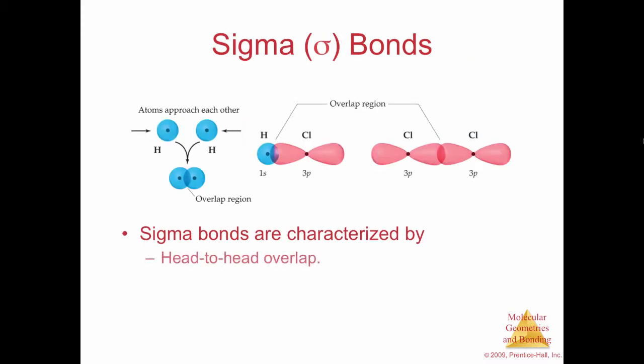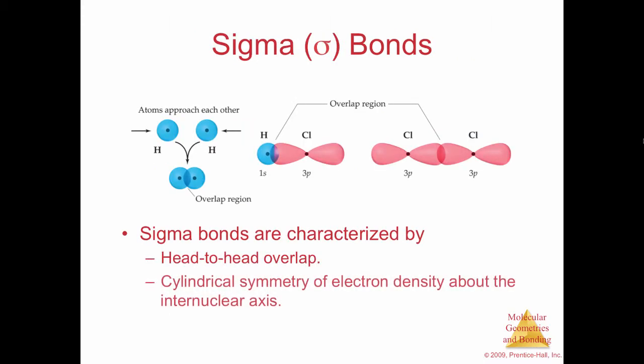So we're going to talk about different ways that we can have overlapping. The first type is called a sigma bond. In the covalent bonds that we've considered thus far, the electron density is concentrated along the line connecting the nuclei, which we call the internuclear axis. In other words, the line joining the two nuclei passes through the middle of the overlap region.